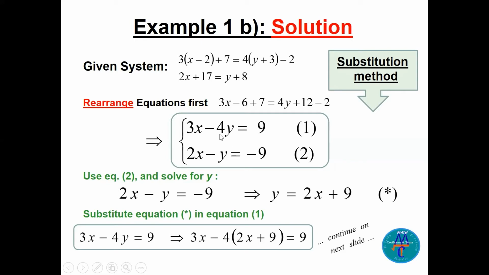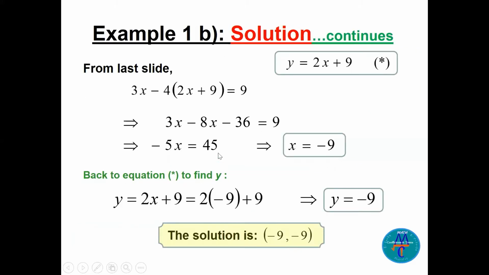So I put, instead of the y here, 2x plus 9. Just simplify and multiply. So when you multiply here, you get minus 4x minus 36 is equal to 9. So add the like terms, minus 5x is equal to 45. Divide by minus 5, x will be minus 9. Go back to y in star here, then y will be minus 9. So the solution is (minus 9, minus 9).